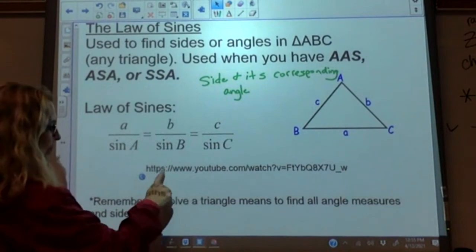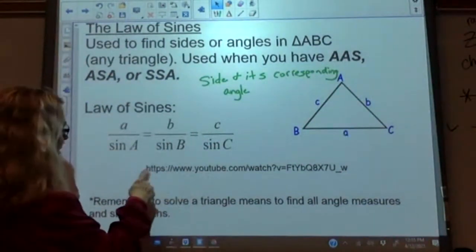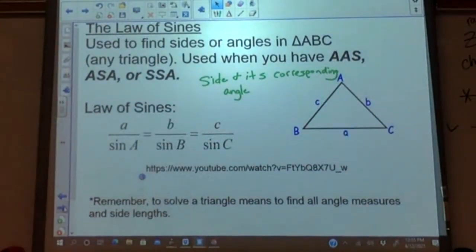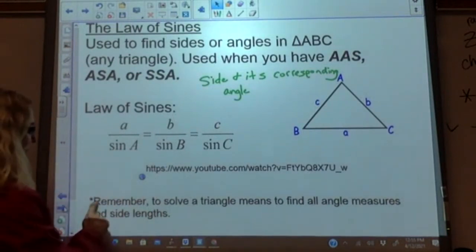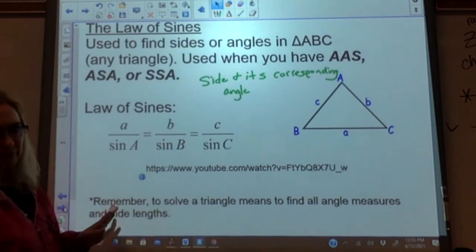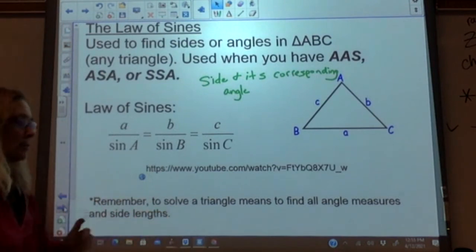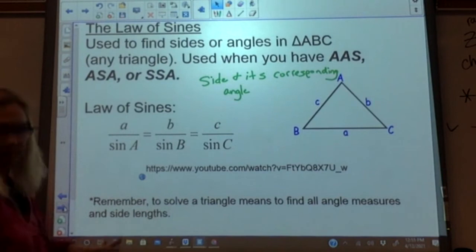I have a YouTube video of someone teaching this. After we finish these notes, if you have trouble, you can watch it, but really this part of the law of sines is very easy. If they ask us to solve a triangle, and don't forget, we did this early on, it means you have to find all angle measures and all side lengths. So when you're done, you know all six values.